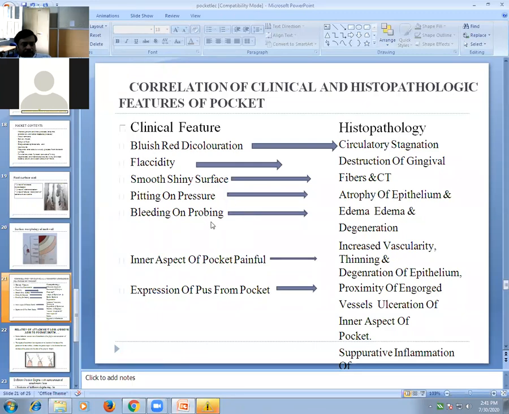The bleeding and throbbing is basically because of ulceration of the sulcular epithelium, so your blood vessels are near to the surface of the lining. So when you probe, that hurts the connective tissue and blood vessels, which leads to bleeding on probing.